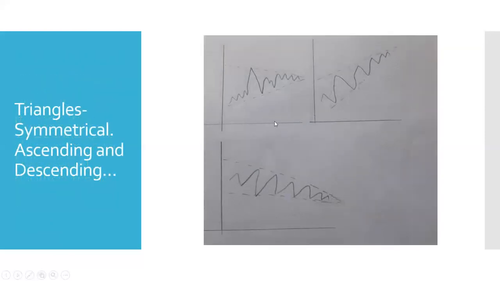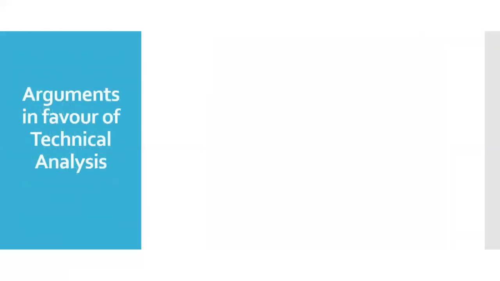These are some triangles. This is a symmetrical triangle. This is an ascending triangle. This is a descending triangle. So using these triangles also, you can predict future price behavior. So various chart patterns may be there in the market.